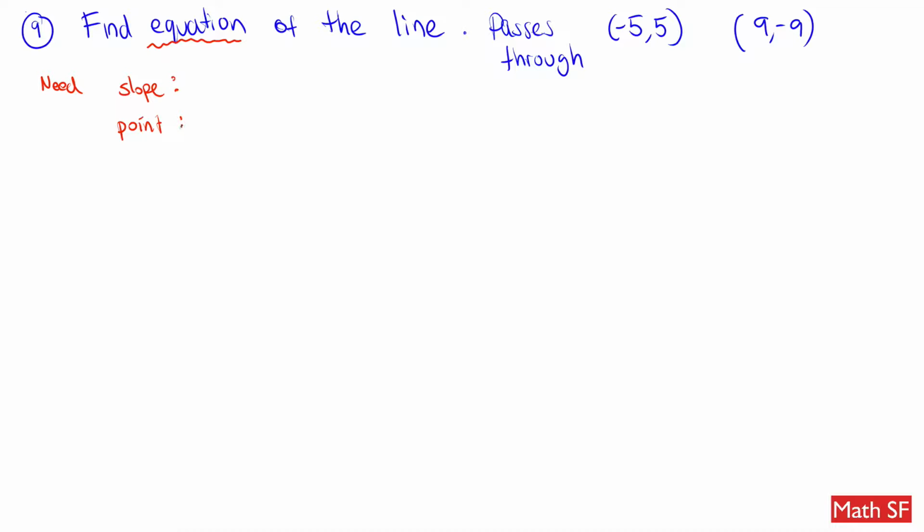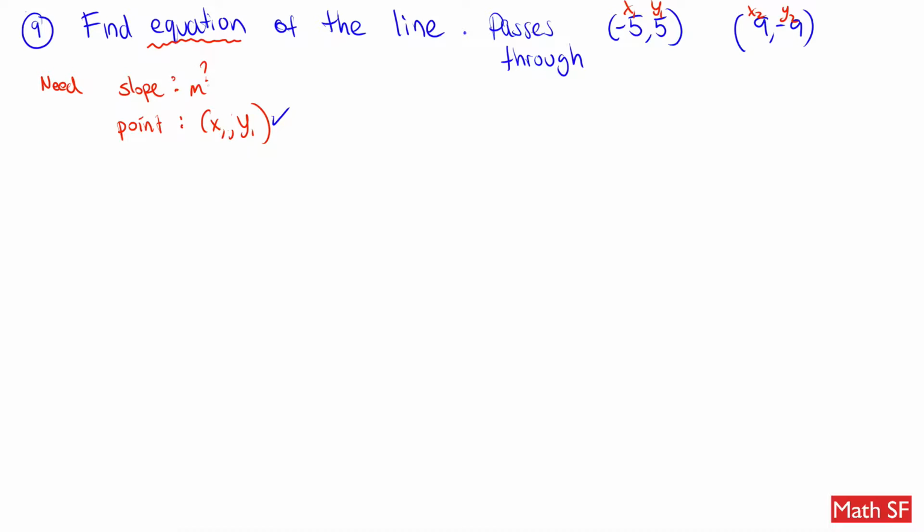Okay, so do we have the slope? Well, we don't have the slope. Do we have a point? Yes, we do. We actually have two of them, so you get to pick. I'm just going to use the first one. So do I have the point x1, y1? Yes, I do. Let's call this x1, y1, and let's call this x2, y2. So we do have the point, but we don't have the slope here.